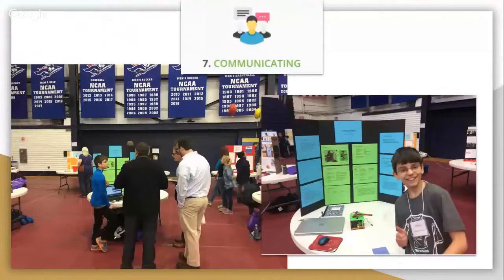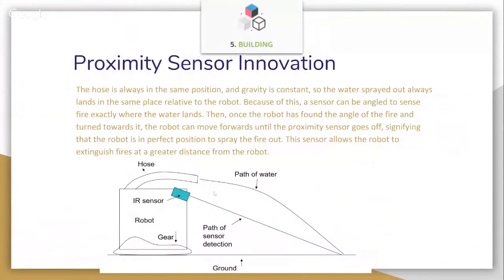Then, in order to get feedback from judges, I went to KTBYTE judging sessions and the regional and national invention conventions. There, the judges told me, okay, good, you can see at what angle the fire is, but can you measure exactly how far away it is? And in order to solve this problem, I decided to use another IR infrared sensor.